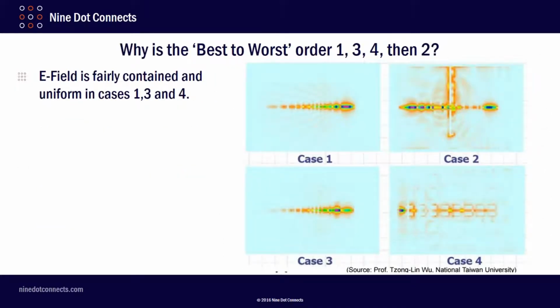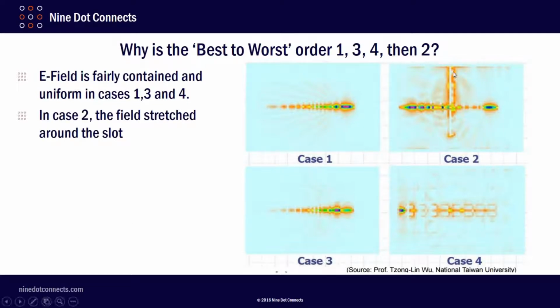When we look at the E fields in each one of these cases to help you to understand, you can see that they're contained fairly uniformly in cases 1, 3, and 4. But in case 2, the field stretched around the slot, and you can see all this energy on the slot itself.